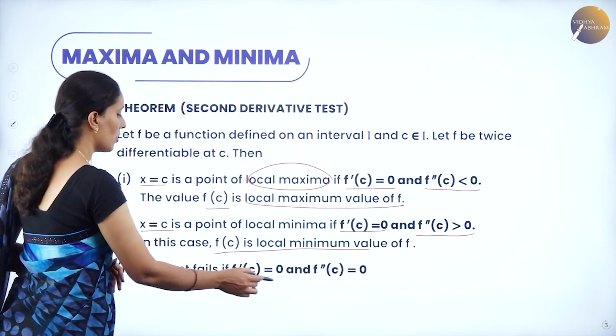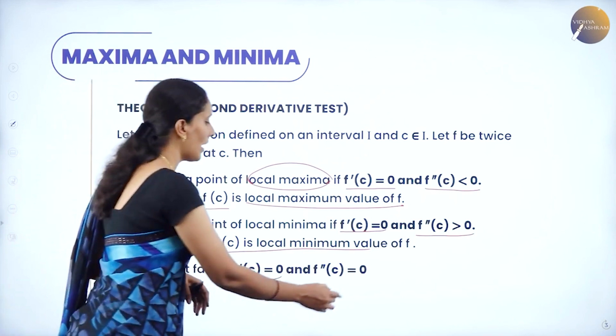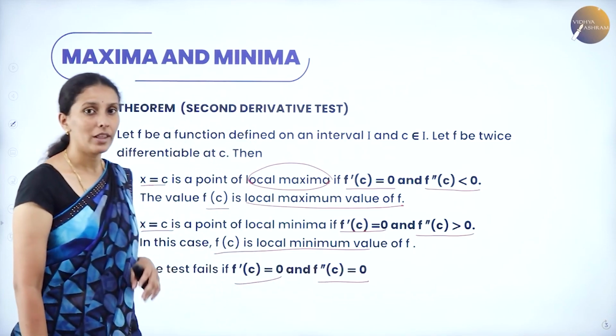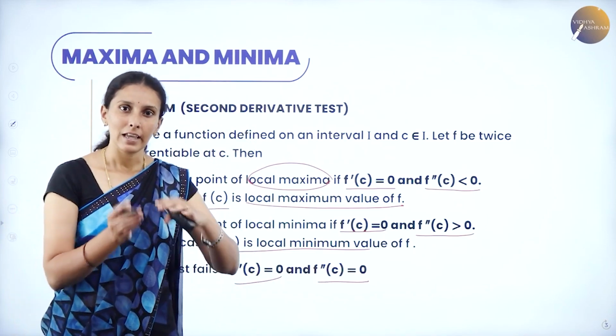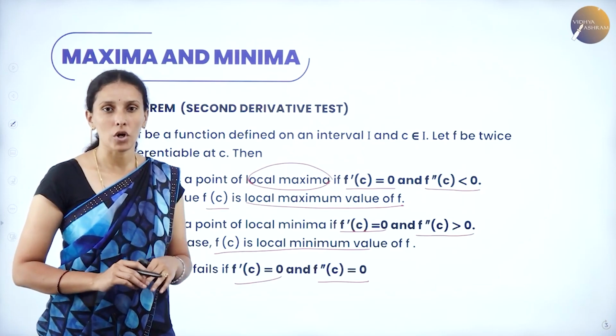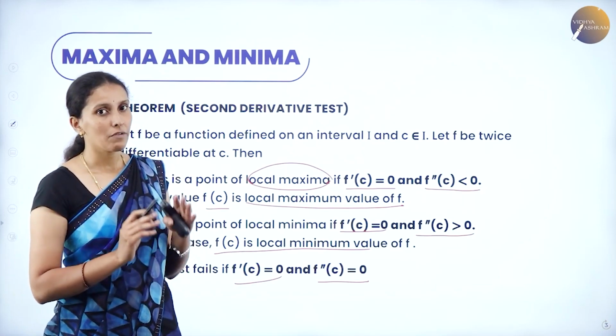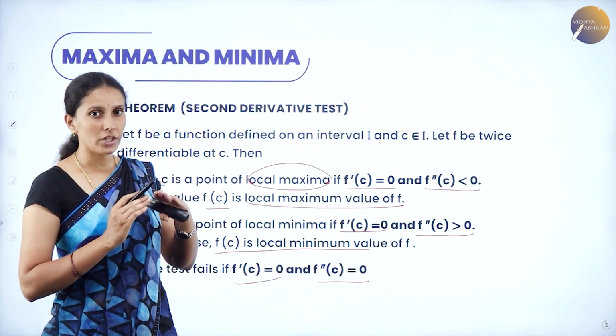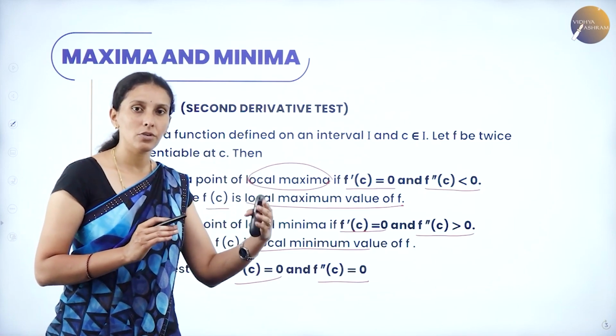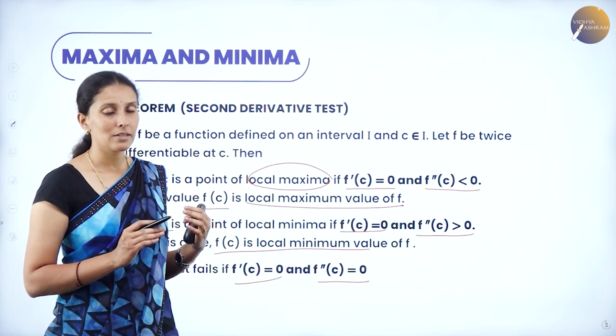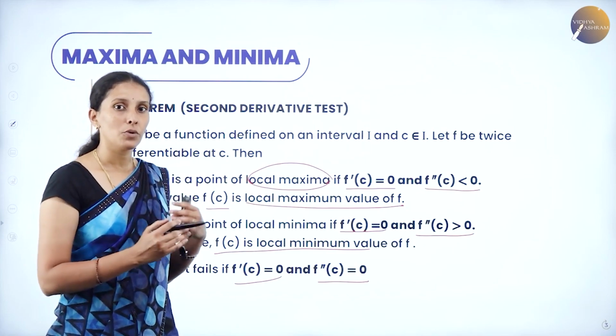If f dash of c is also 0 and f double dash of c is also 0, then the test fails. Again, we will go back to the first order derivative test and there we analyze whether the function changes its sign from positive to negative to recognize it as local maxima, or negative to positive to say it is a local minima.